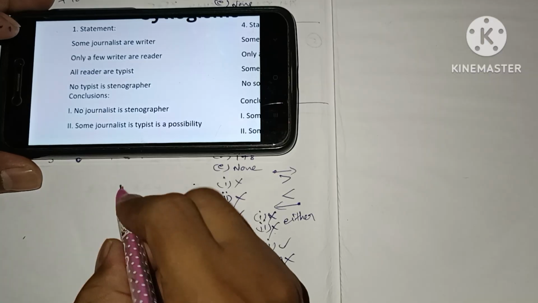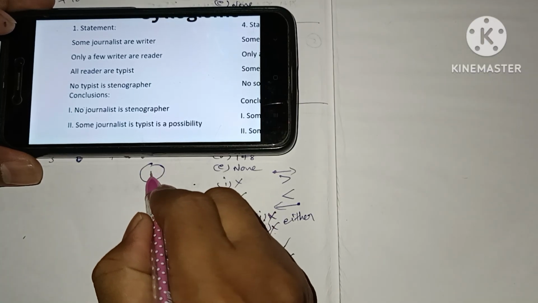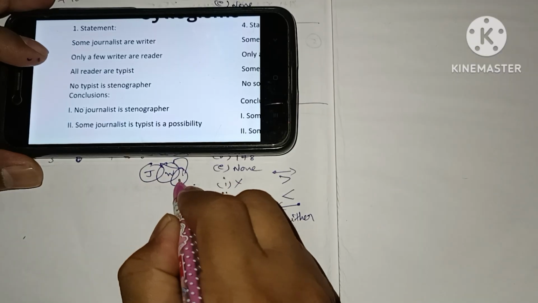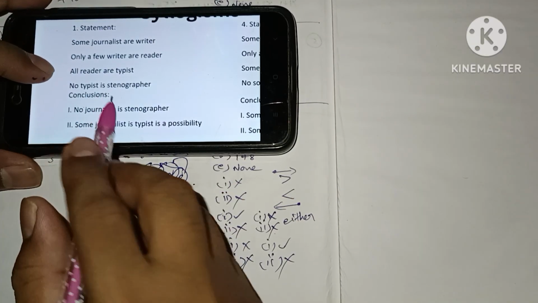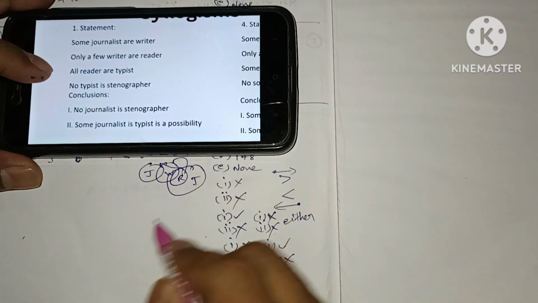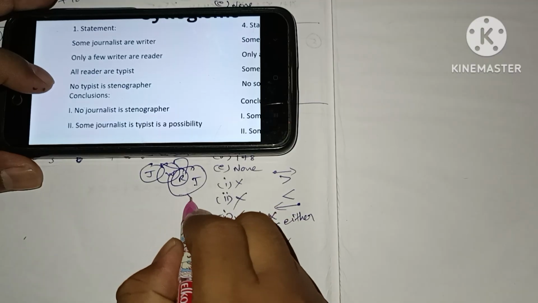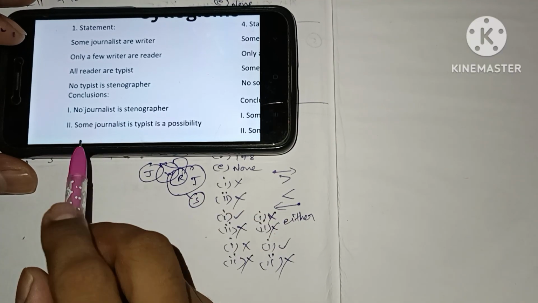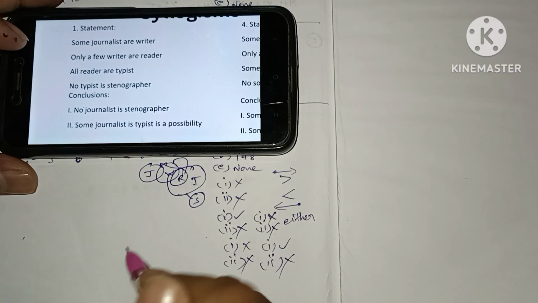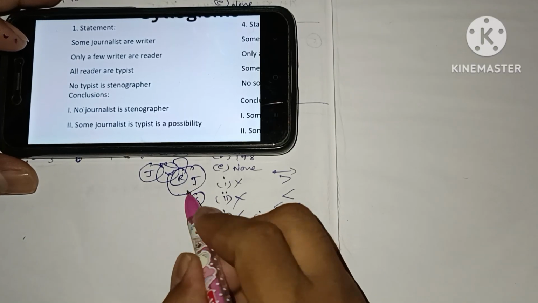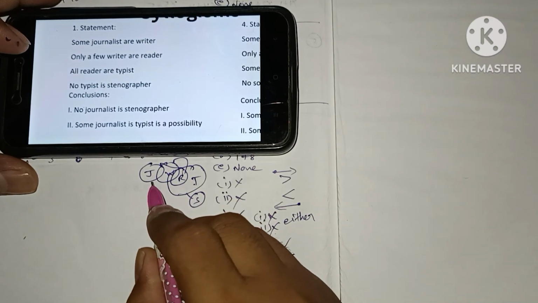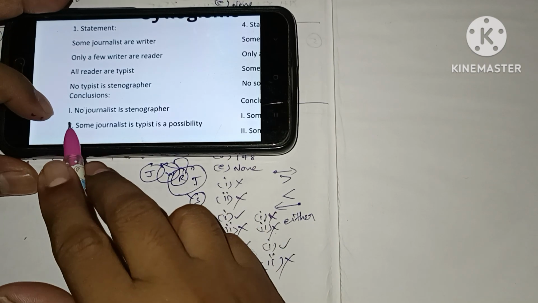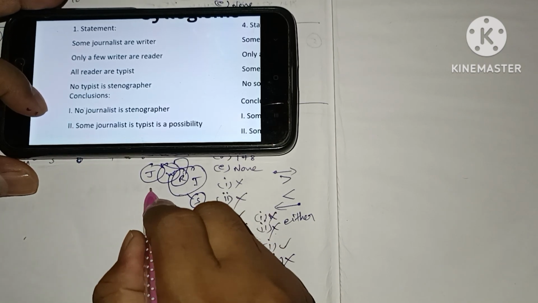Some journalists are writers. Only a few writers are readers. All readers are typists. No typist is stenographer. Let's see conclusions. No journalist is a stenographer. Means some journalist can be stenographer. We check some journalist. Some part of a journalist can share with the stenographer. It is possible. Some case possible means no case fails. So first conclusion will be false.